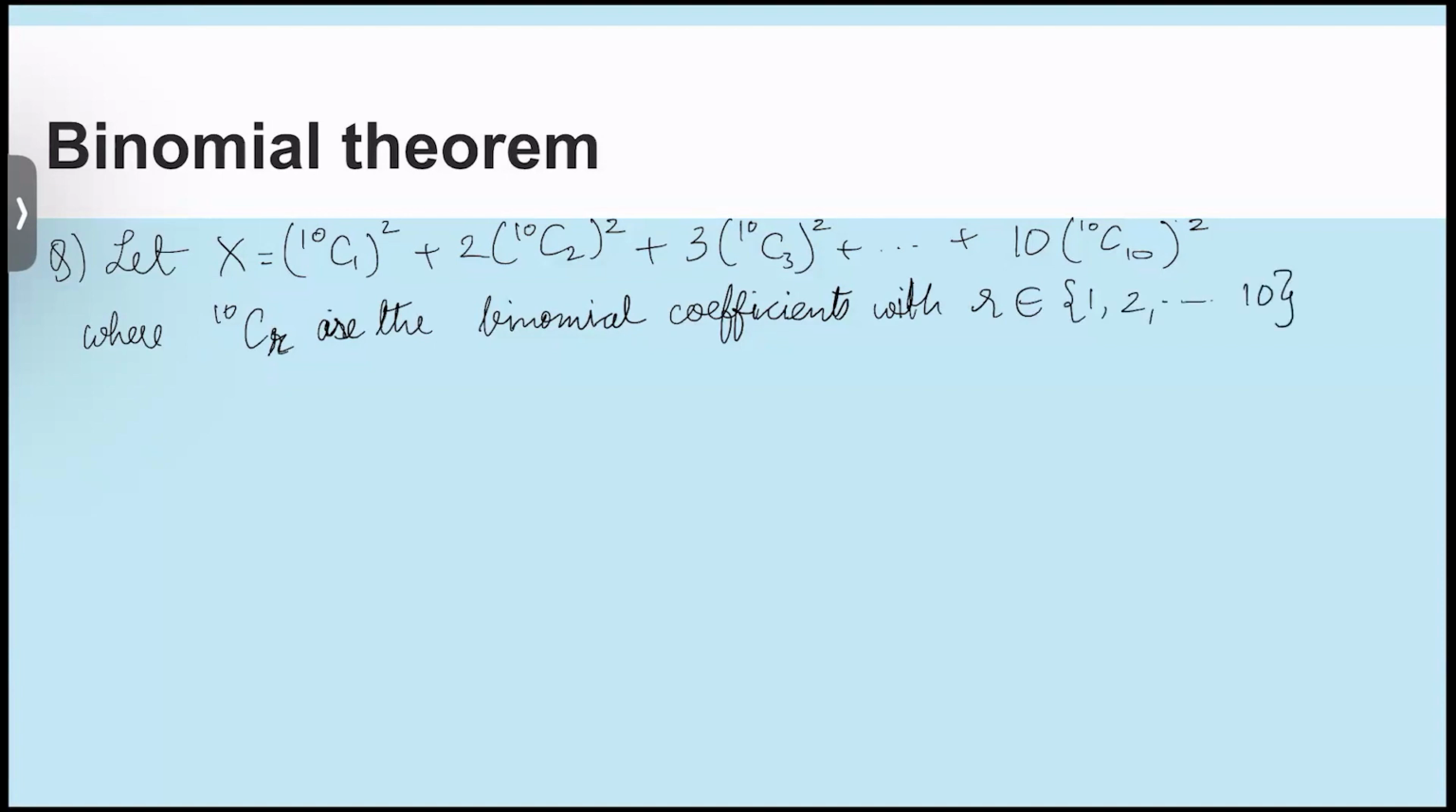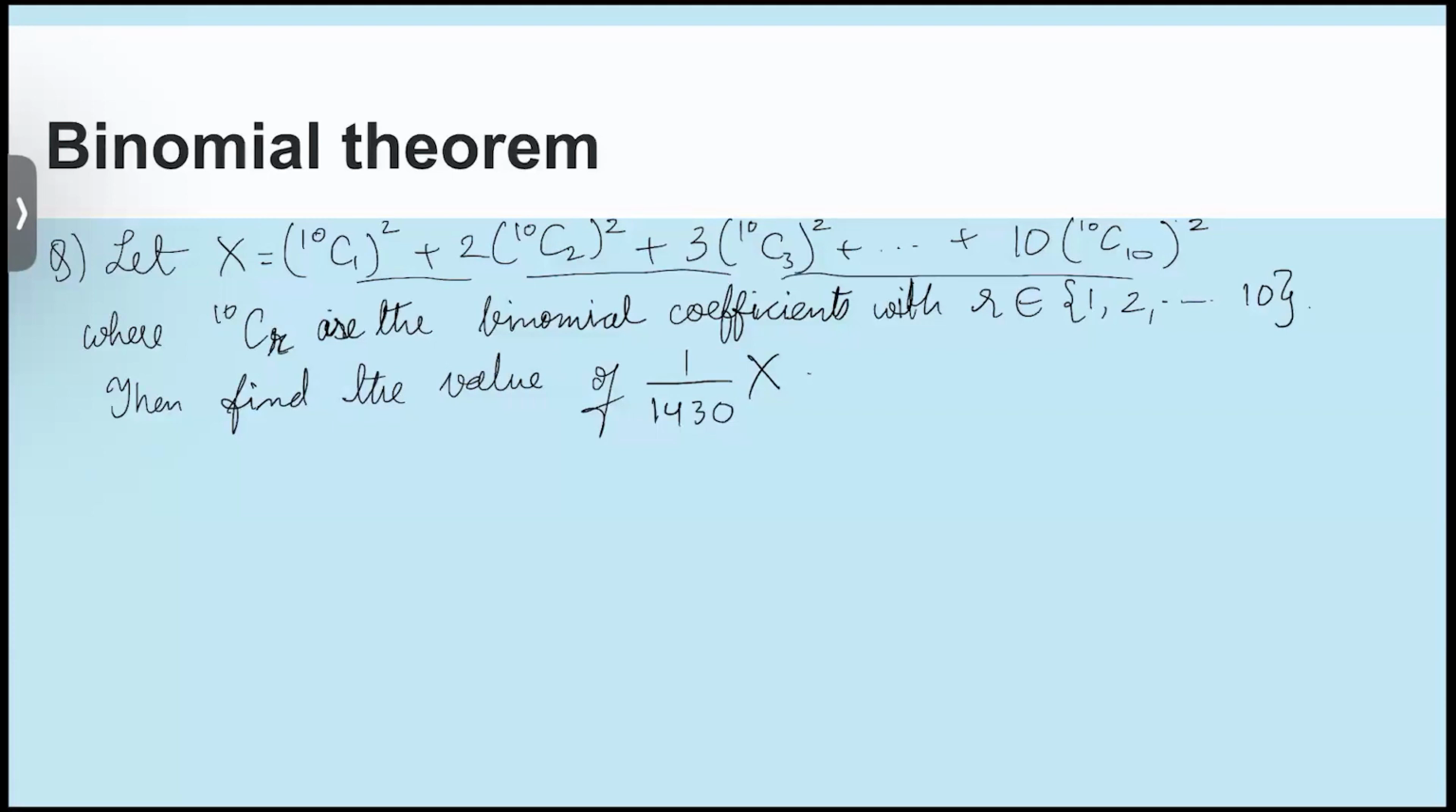Okay, then find the value of 1 upon 1430x. So this is what we have been asked. So this is a kind of series of some terms, and these 10C1, 10C2, 10C3, all the way up to 10C10, are binomial coefficients.